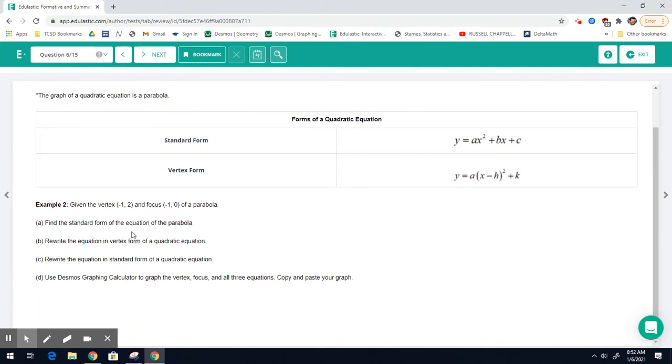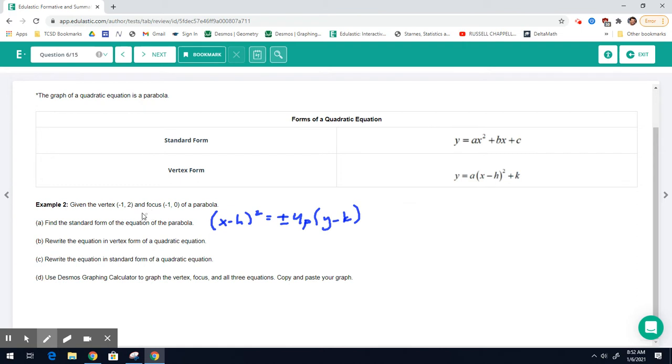So example 2: given the vertex at (-1, 2) and the focus at (-1, 0) of a parabola, first find the standard form of the equation of the parabola. So this is from what you just did. The standard form for this parabola would look like this: (x minus h) squared equals, now I don't know if it opens up or down, so it could be positive or negative 4p, we'll do that in a second, times (y minus k). So this is the formula that we are going to fill in first. And this connects part 1a to part 1b.